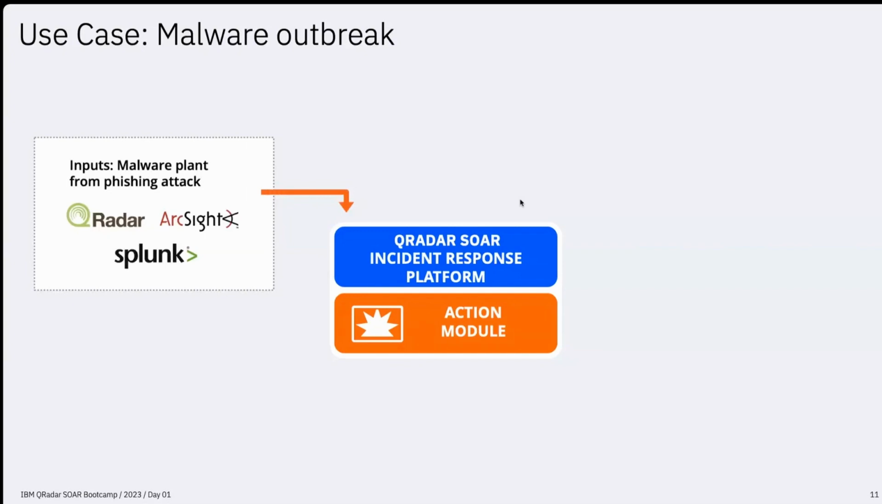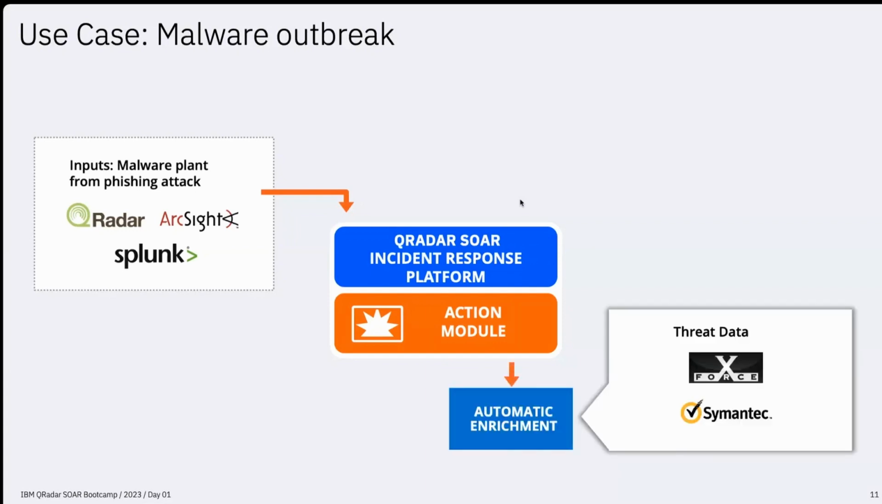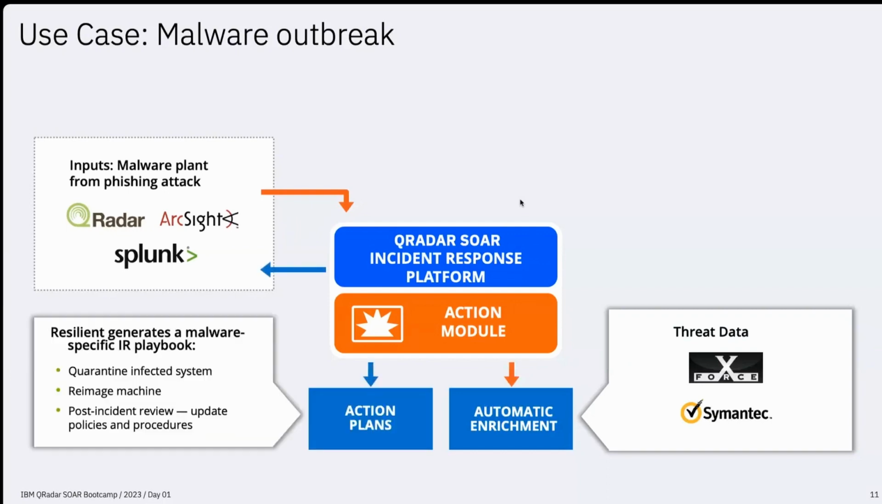In this case, malware planted from a phishing attack. So I'm just telling you about the workflow, or the information flow, how it will happen. You will see this in action in an upcoming session when we do the demo. Let's say you're using QRadar and an offense came into QRadar, so it becomes an incident. The action module triggers, and automatic enrichment happens from threat data sources, for example, X-Force.